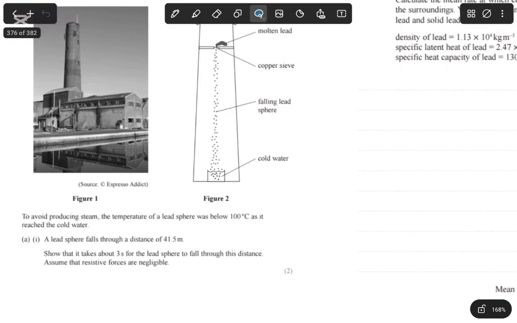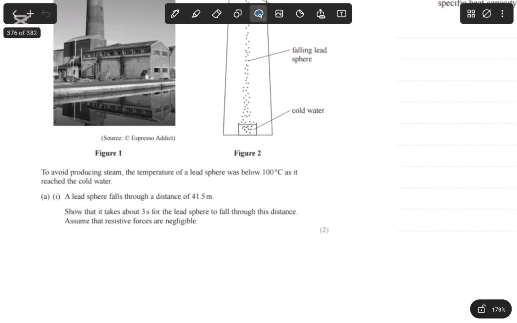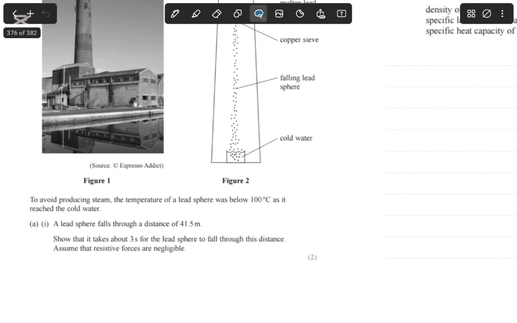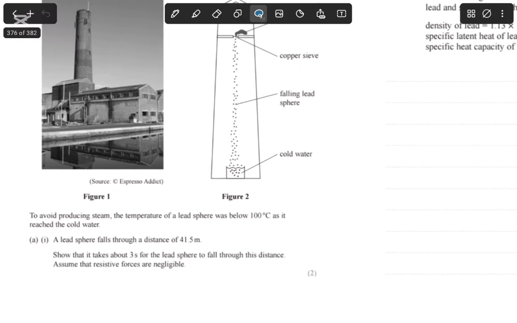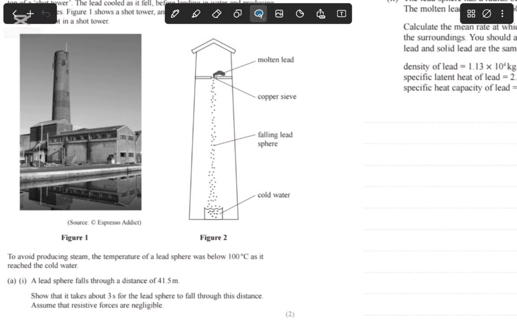Then it says to avoid producing steam, they've kept the temperature below 100 degrees. We don't want the cold water to turn into steam, so they're going to keep the temperature below 100 degrees Celsius. Then they say a lead sphere falls to a distance of 41.5 meters. Show that the time taken is about 3 seconds for the sphere to fall through this distance. Assume the resistive forces are negligible.